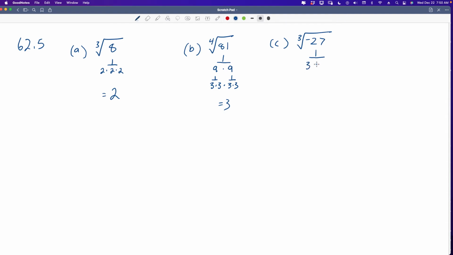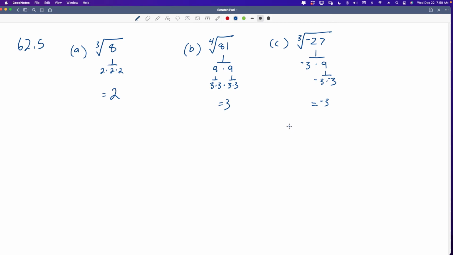Well, we know that 3 times 9 is 27. Okay, hold up. It's got to be negative. One of these has to be negative, right? And we need 3. Well, if we break down 9, we get 3 times 3 again. If all 3 of these are negative, we know that an odd number of negatives gives us a negative. 3 is an odd number. So negative 3 times negative 3 times negative 3 is going to give us negative 27. So the answer to this is negative 3.